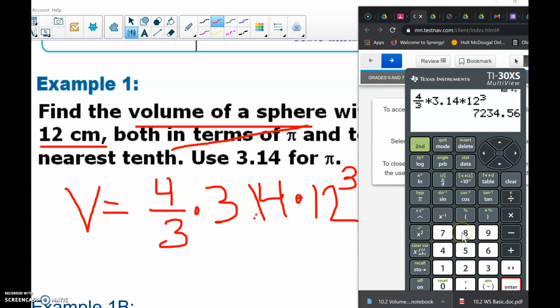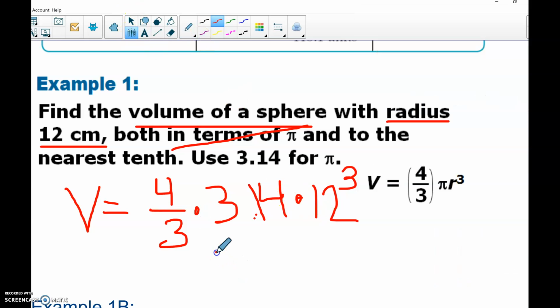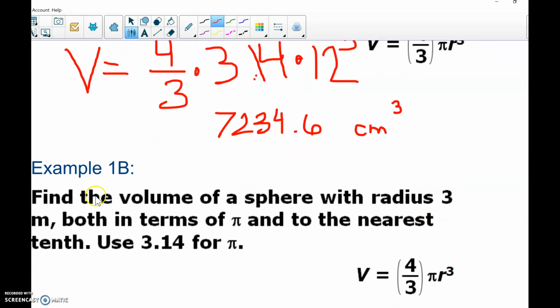Okay, it says to round to the tens place, so I'll do 7234.6. And this is volume, so this will be centimeters cubed. Okay, so that's how you do volume. You guys try this one.